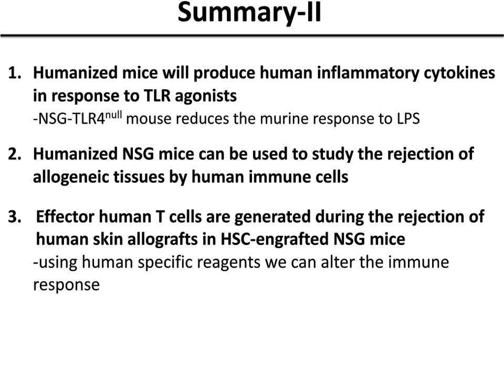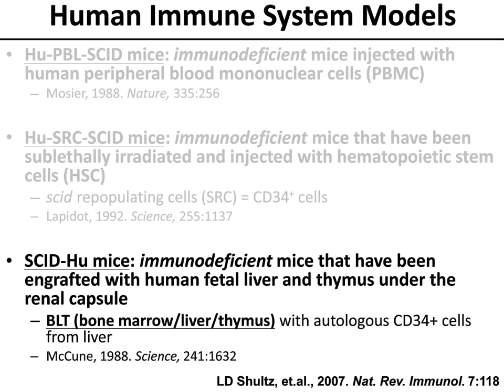So now let's move on to the final model, which again is the BLT mouse model, which allows us the most robust engraftment for human immune systems. So this is basically how we set these animals up.